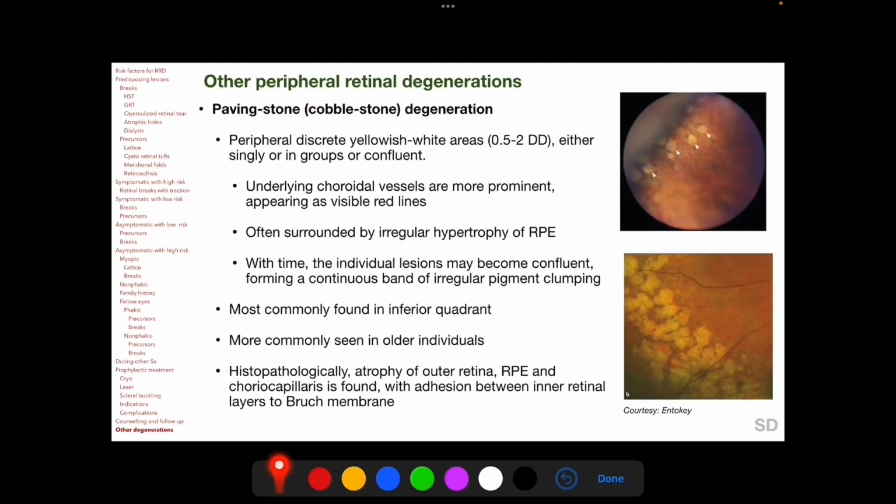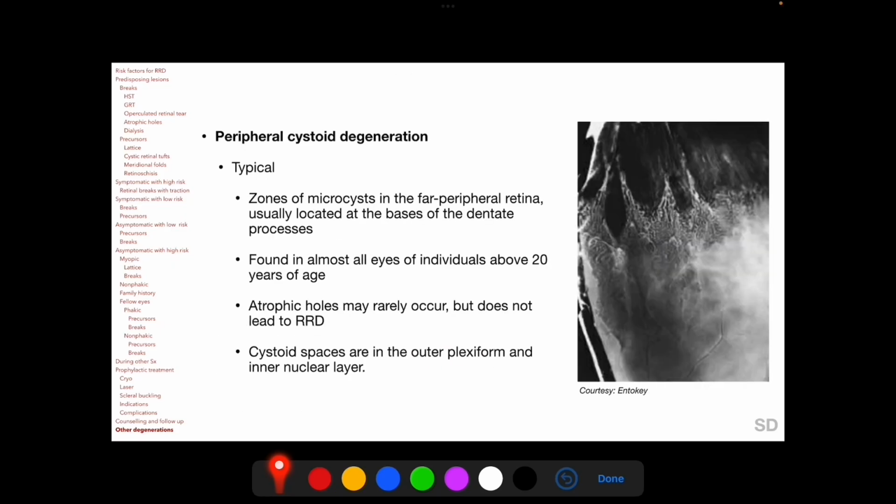Peripheral retinal degenerations which are not associated with an increased risk of RRD include paving stone or cobblestone degenerations, which are discrete yellowish-white areas in the peripheral retina, either singly or in groups, as seen here in these two color photographs. They are most commonly found in the inferior quadrant and are more common in older individuals. Peripheral cystoid degeneration can be either typical or reticular.